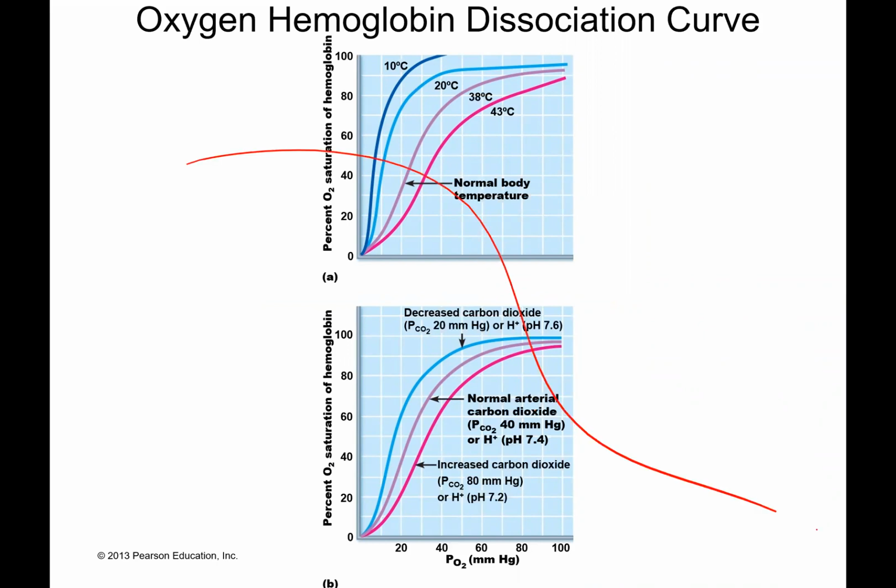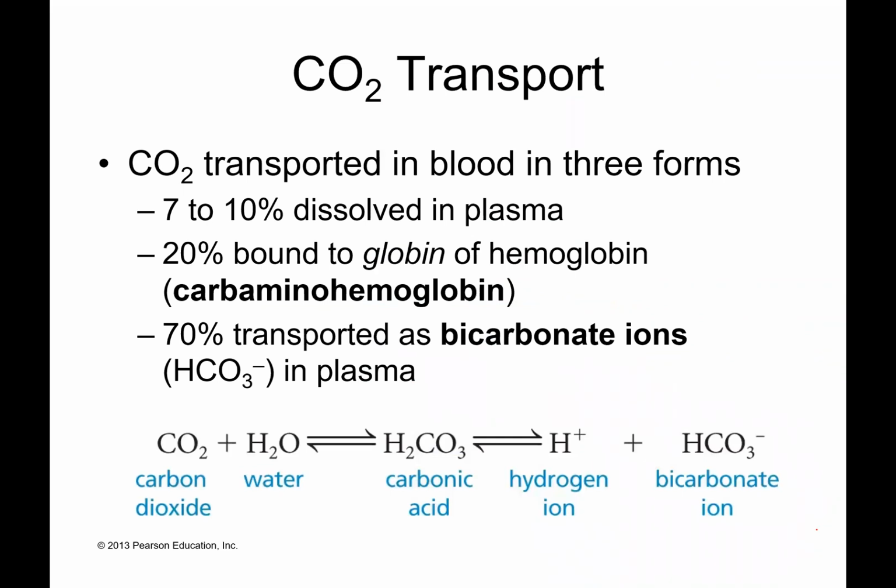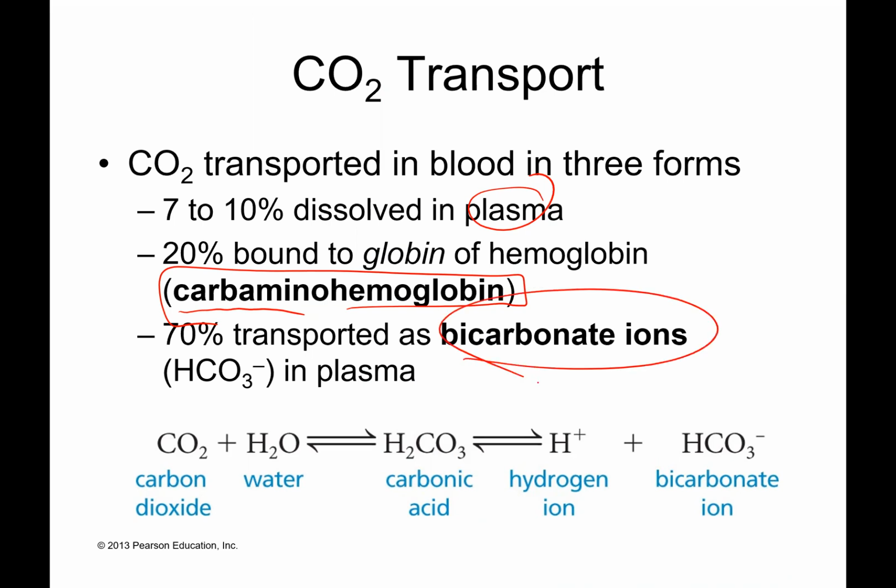Okay, don't worry about this one. As CO2 is trying to eventually exit your body, about 20% of it is bound to carbaminohemoglobin. Some of it is also dissolved in the plasma, and about 70% is transported as a bicarbonate ion.